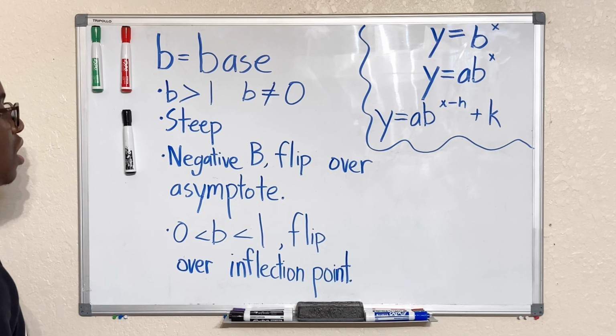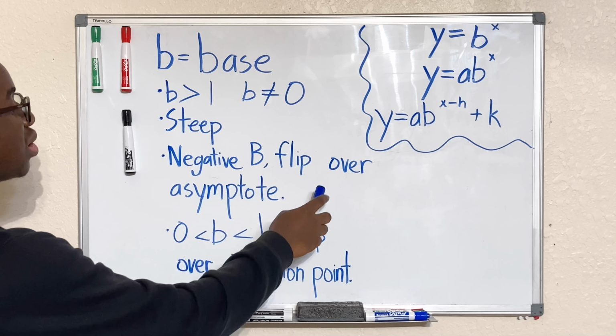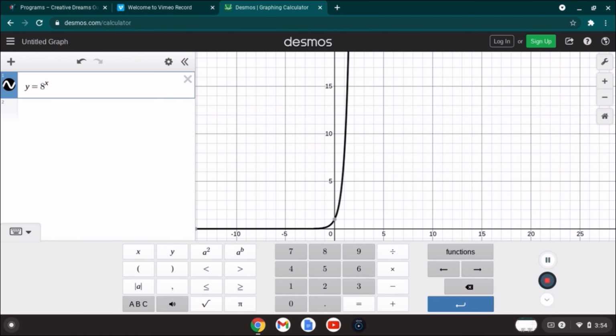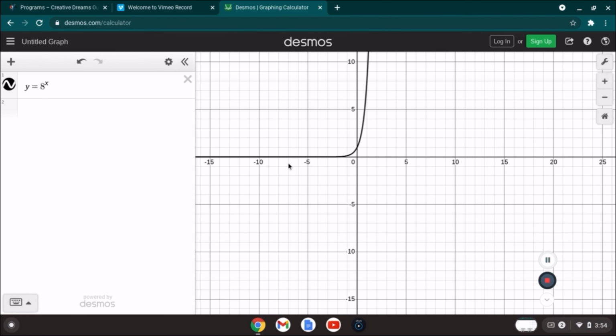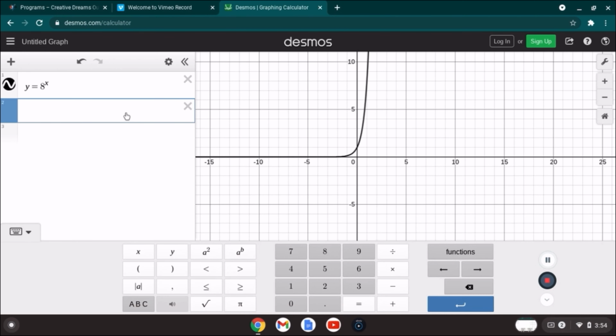Another thing about the b is that if it's negative, it flips over the asymptote. So remember what I said about the asymptote. It's that limit for our y values. So let's say we have our asymptote right here, and we have our exponential function.